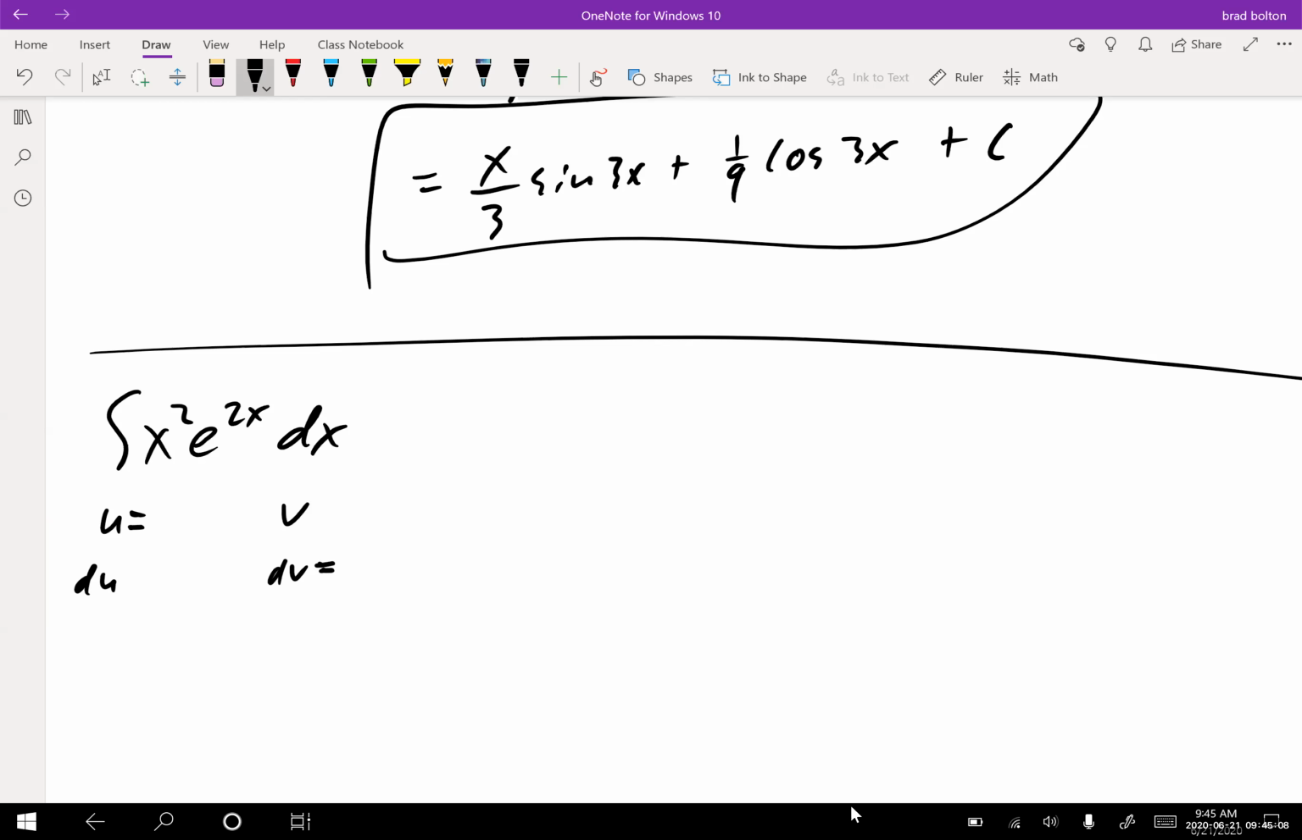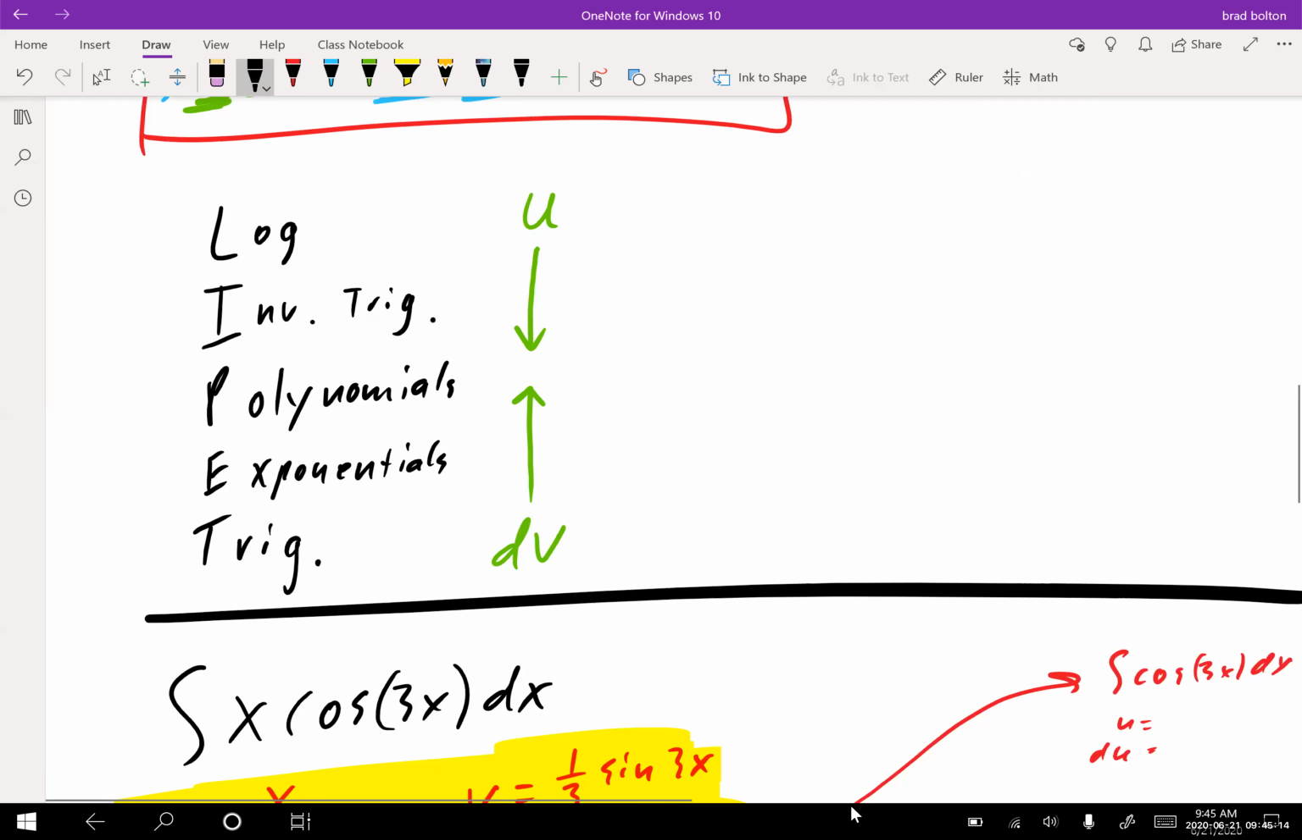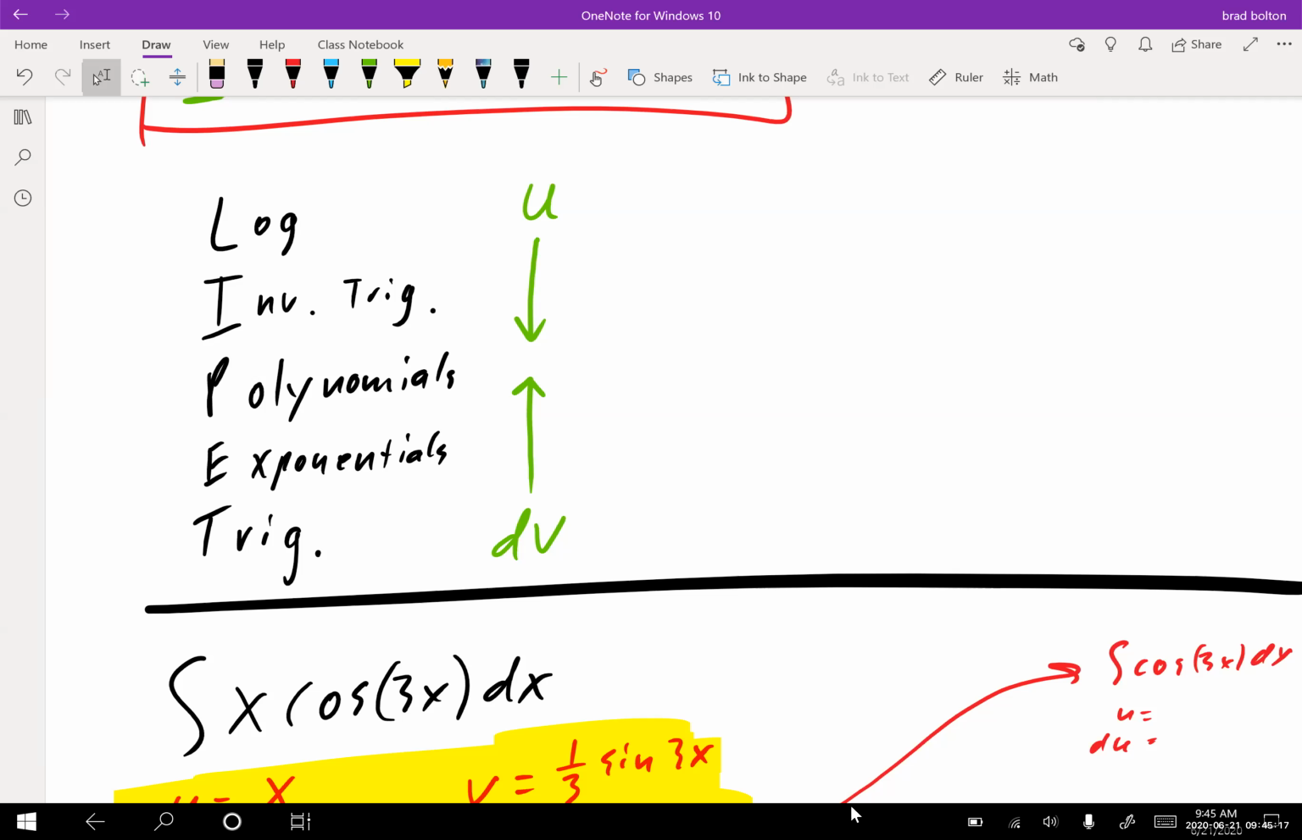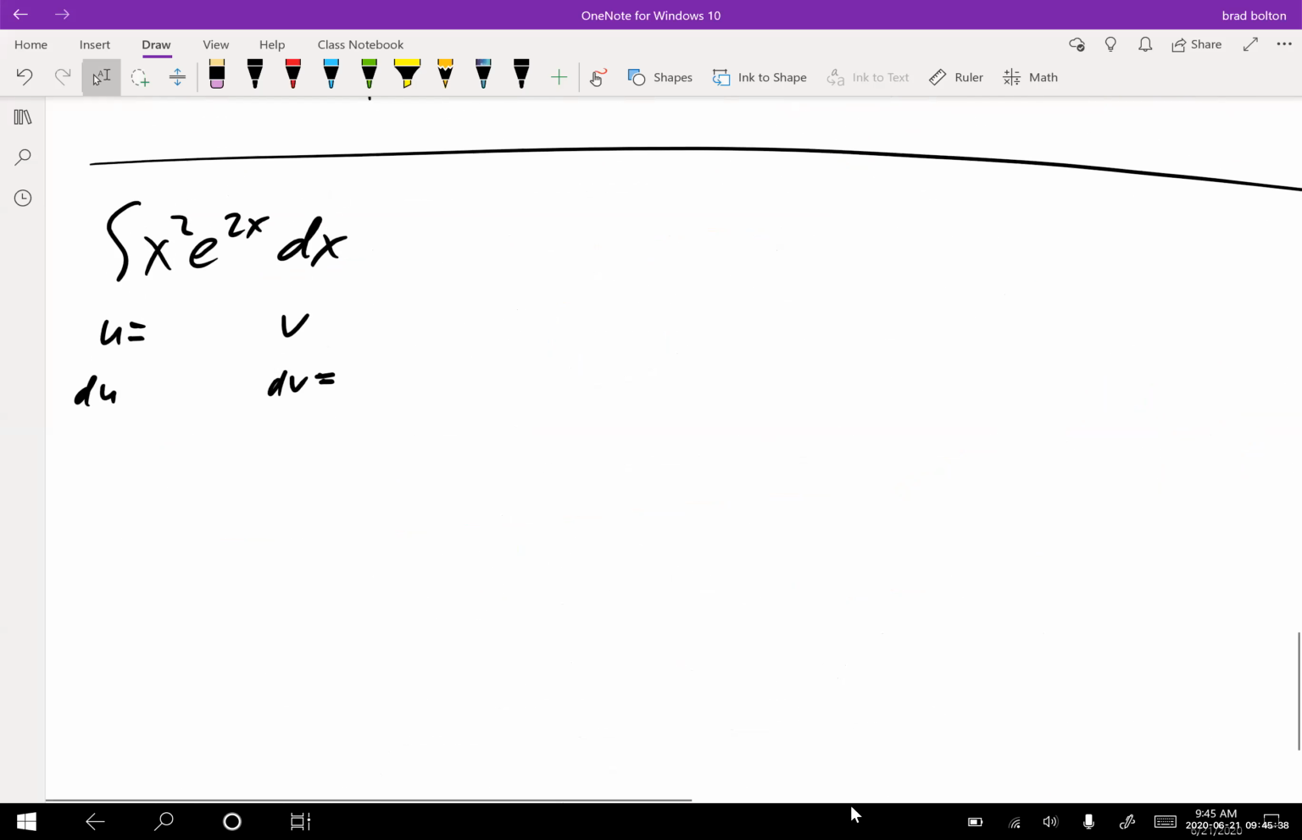Okay, so hopefully you guys, what does LIATE say? LIATE says logs first. Well, we don't have any logs. Then it says inverse trig for u. We don't have any inverse trig. Then it says that polynomials could be in the middle. It could be u or it could be dv, but we do have an exponential, right? E to the 2x. So according to this, the exponential is closer for dv. So then what we should do is name our exponential dv. So our exponential is e to the 2x dx, right? And then our u is x squared, okay? So then we know that the derivative of x squared is 2x dx.